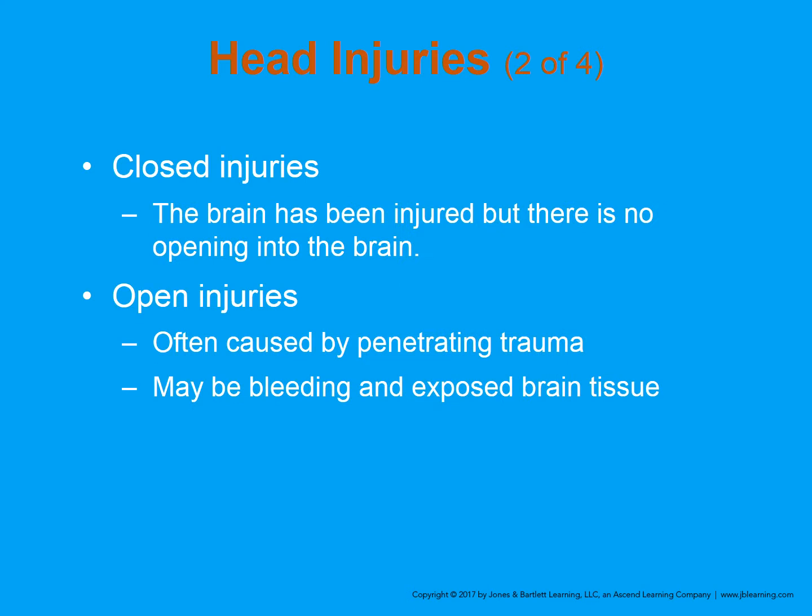So we have two different types of head injuries. We have closed injuries and open injuries. Super easy to differentiate, right? One's closed, one's open. It's not more complicated than that. In a closed injury, the brain has been injured, but there's no opening into the brain, right? The skull hasn't been cracked. Now, with a closed injury, the concern would be that buildup of that intracranial pressure.